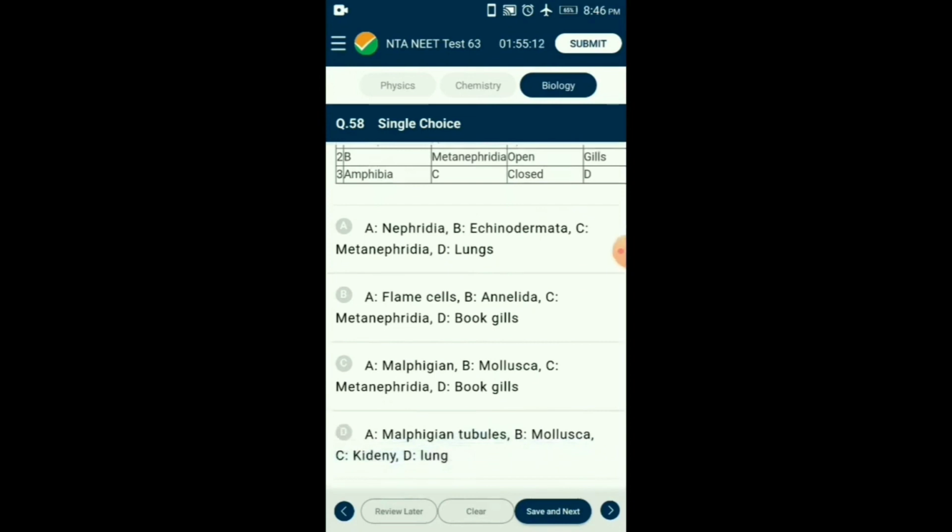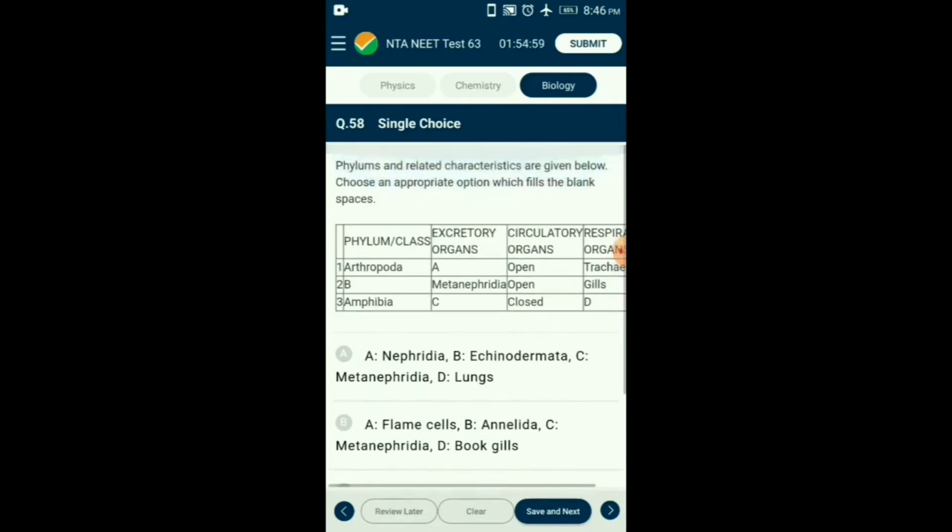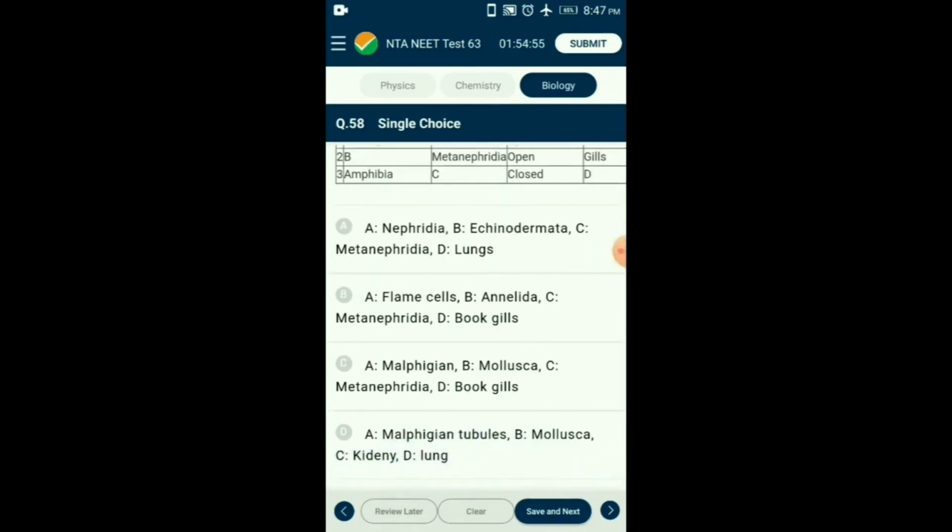Amphibia possess two kidneys located dorsally in the body cavity, which help in excretion of waste. They have tails and gills for respiration in the larval stage, while lungs in the adult stage. So the answer for this question is option D.